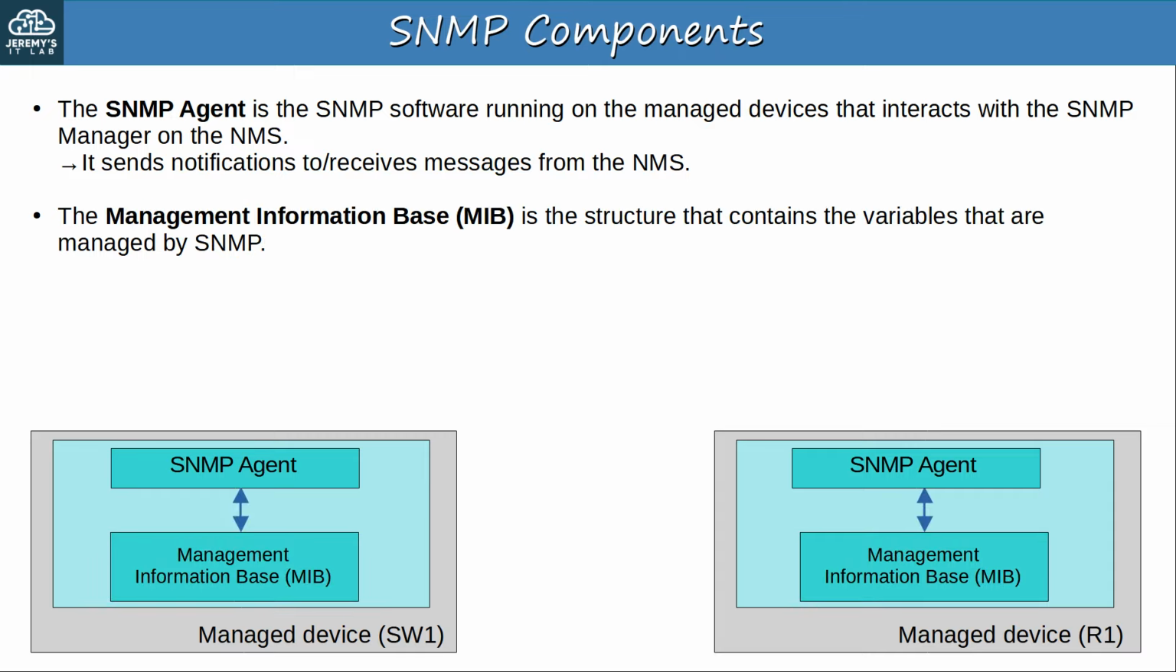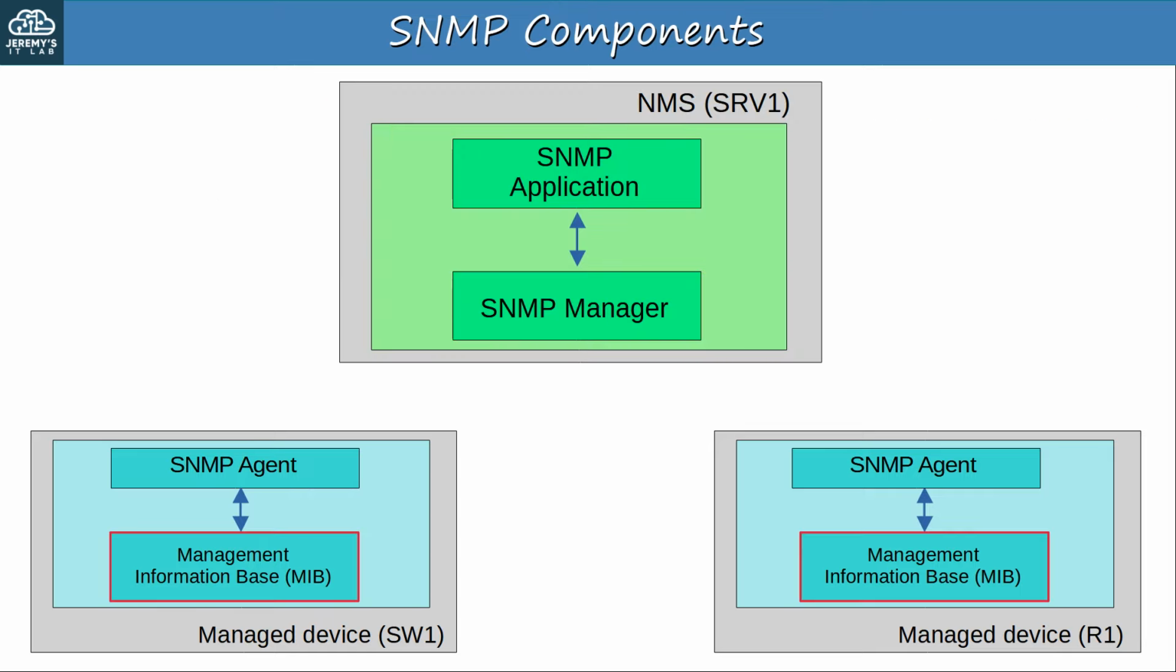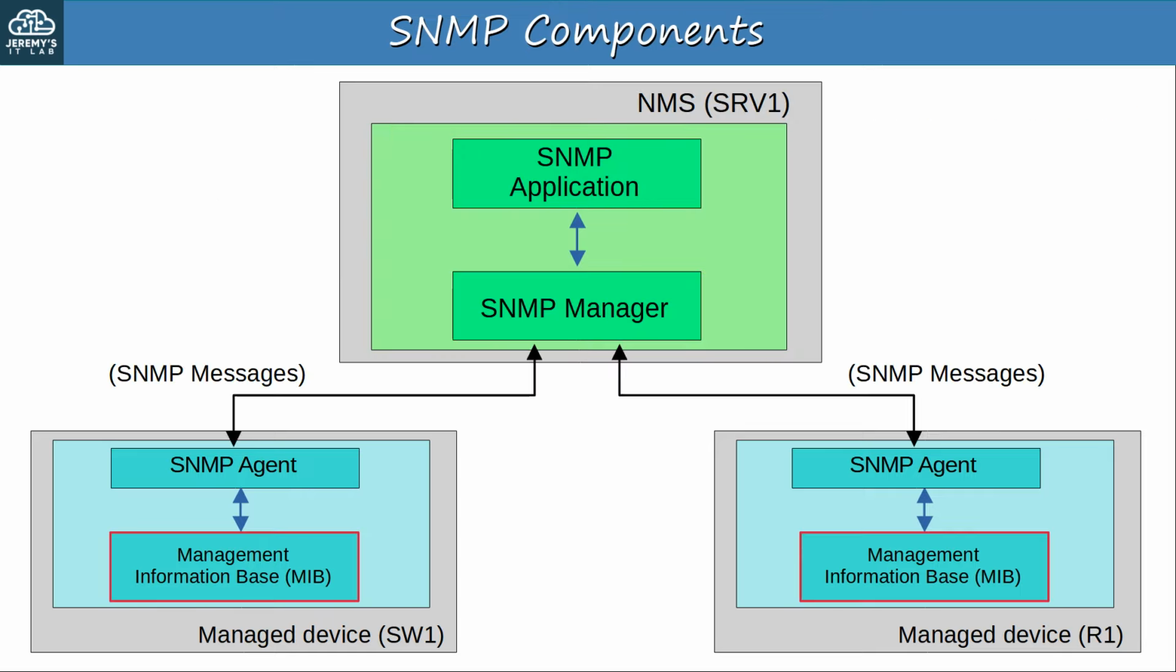It sends notifications to and receives messages from the NMS. Another important component is the MIB, Management Information Base. This is the structure that contains the variables that are managed by SNMP. Each of these variables is identified with an object ID, OID. Some examples of variables stored in the MIB are the status of each interface on the device, the traffic throughput, CPU usage, device temperature, etc. Each of these will have their own OID to identify them. So that's the basic structure of SNMP. Then the SNMP messages exchanged between the agent and manager make SNMP work.